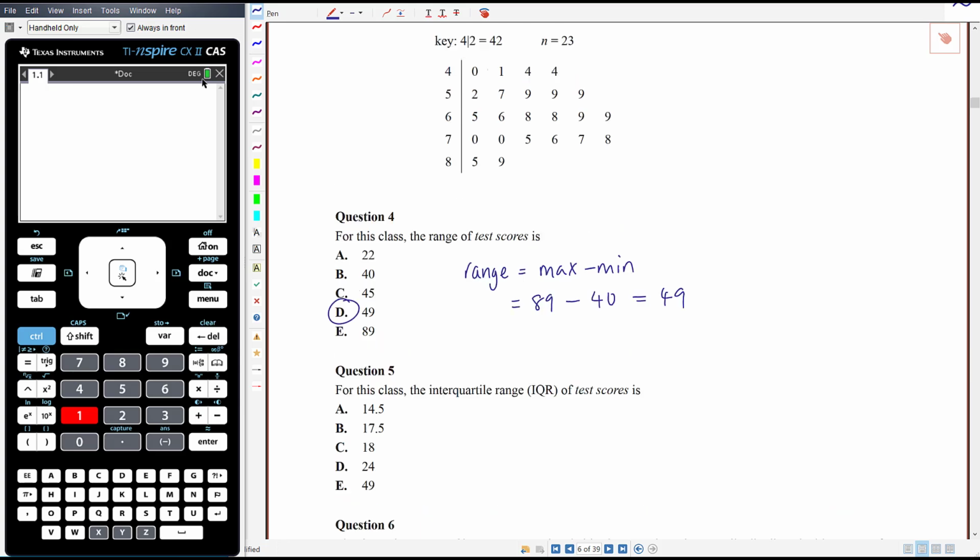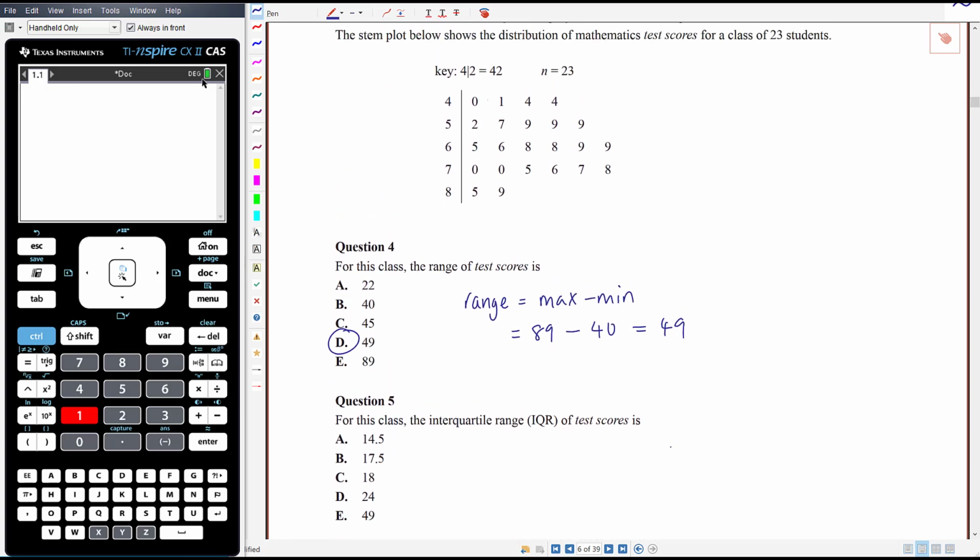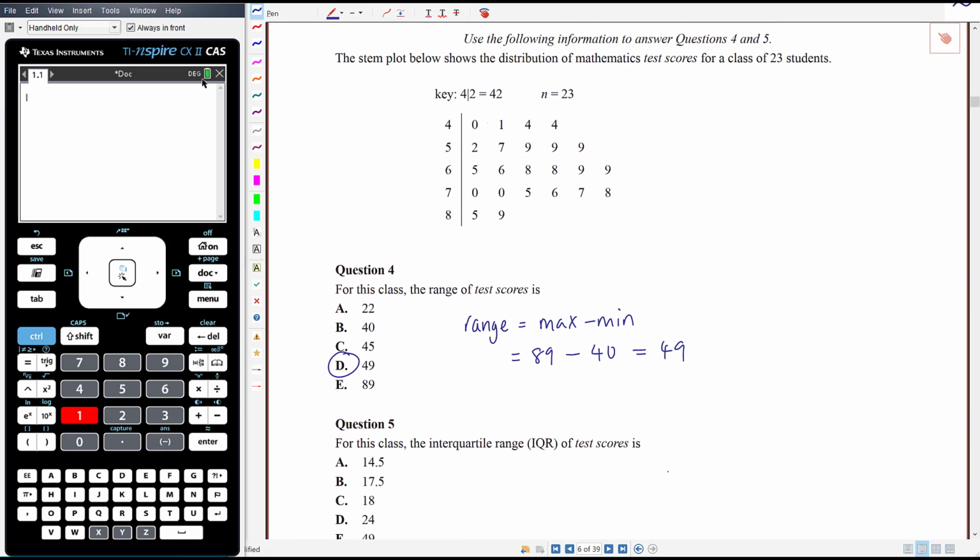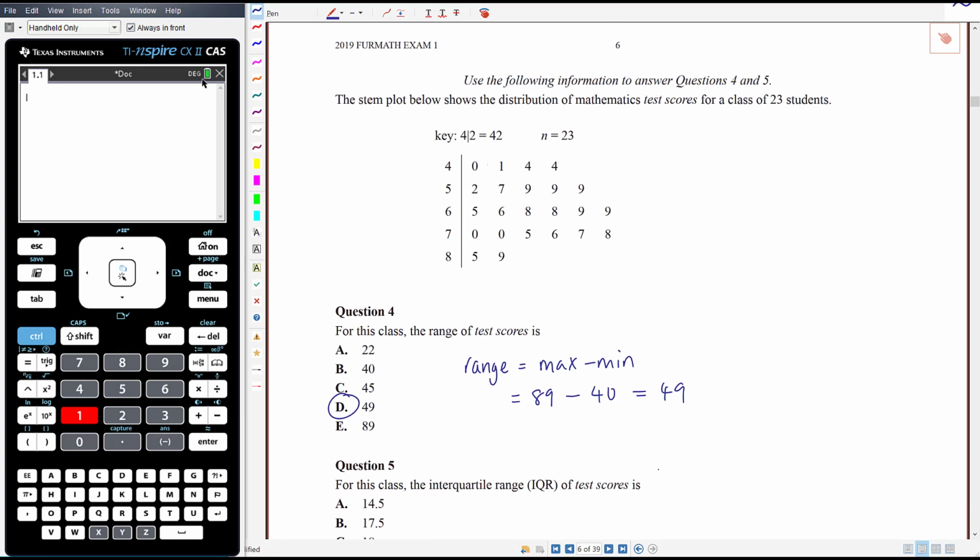Okay, question 5. So the same stem plot. For this class, the interquartile range of the test scores is... Okay, so we need to work out the quartiles. I like to think about the median first and then divide each half in half again.